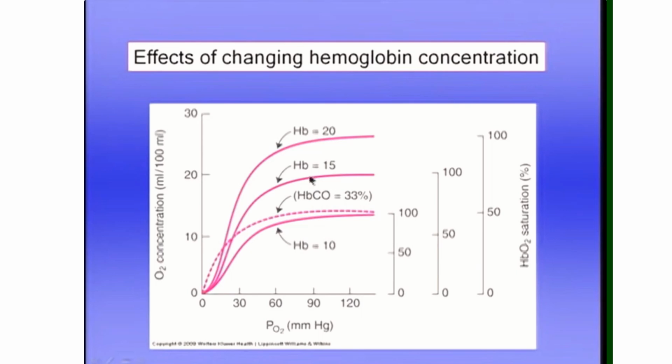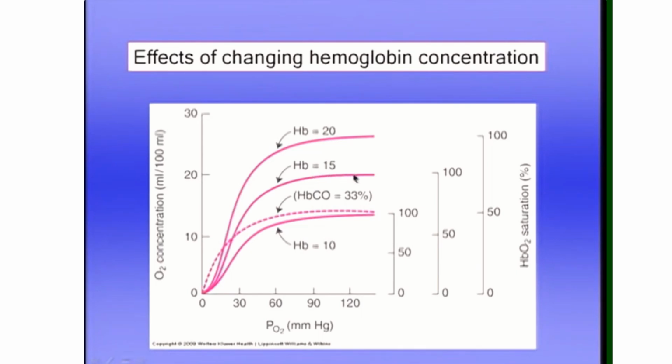Now, it's important to understand, to be clear about the relationships between PO2, oxygen saturation, and oxygen concentration. Because in physiology generally, and certainly in clinical medicine, it's important to understand how various abnormal conditions affect these variables. So let's look at some of them here.